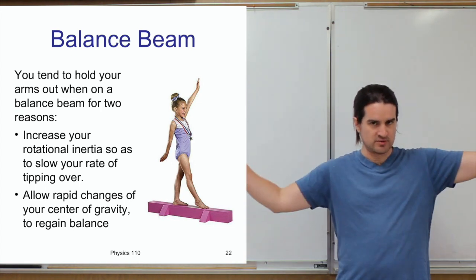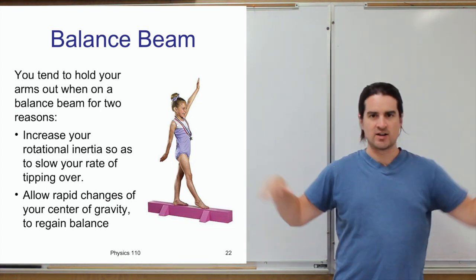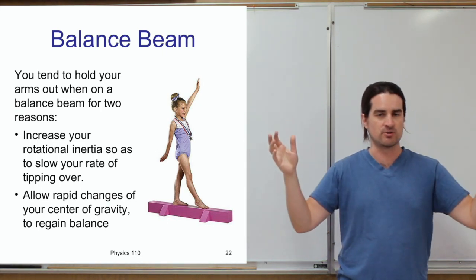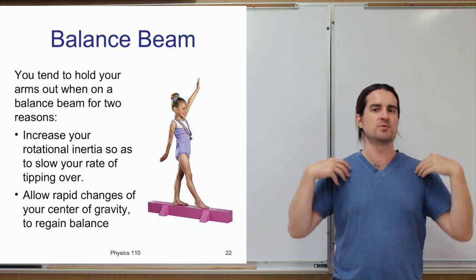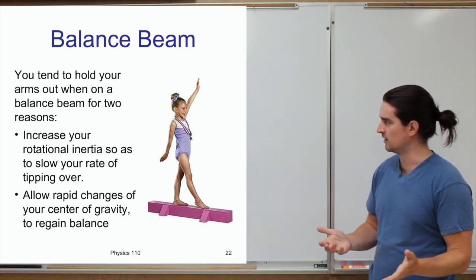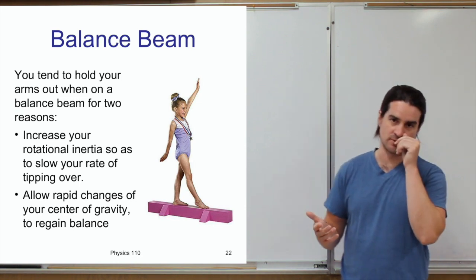So if I take my arms and I put them out, then I've now distributed my mass further away from that axis. That means I've increased my rotational inertia, which makes me harder to rotate, right? So there's one way that putting your arms out helps.